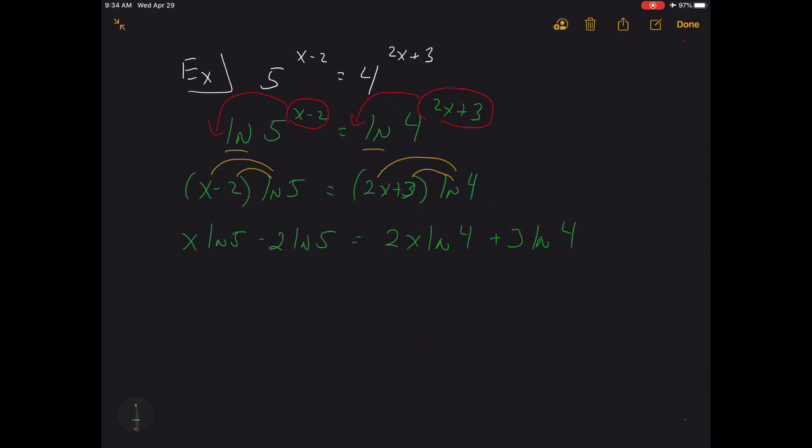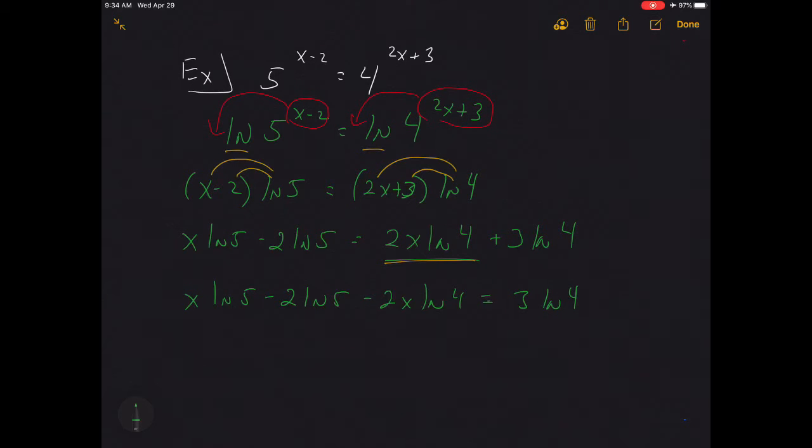Now the idea is I've got the x's out of the parentheses. Let's get all the x's to one side. It doesn't matter which one, but I'm going to get all the x's to one side. So I'm going to take that one right there, and I'm going to subtract it to the left-hand side. So we're going to have x ln 5 minus 2 ln 5, and then I'm going to subtract that one, so we get minus 2x ln 4 equals 3 ln 4, because I didn't do anything with the 3 ln 4.